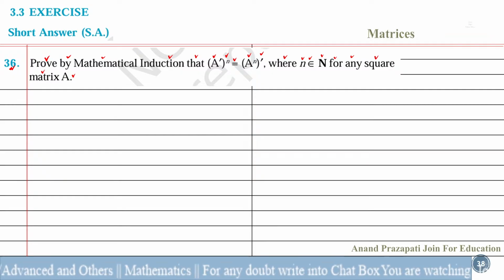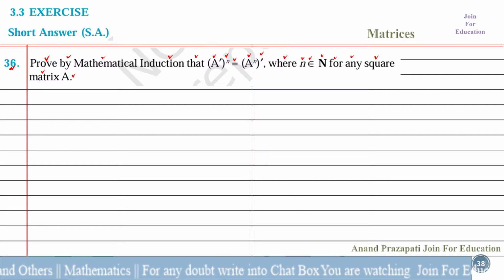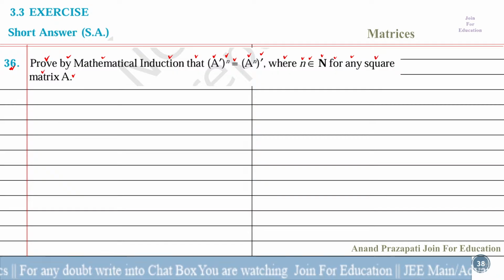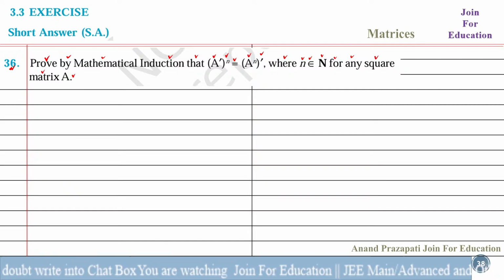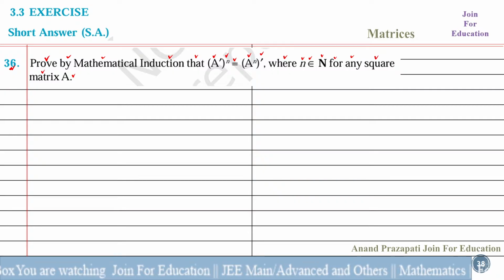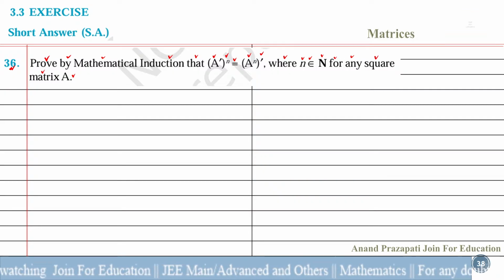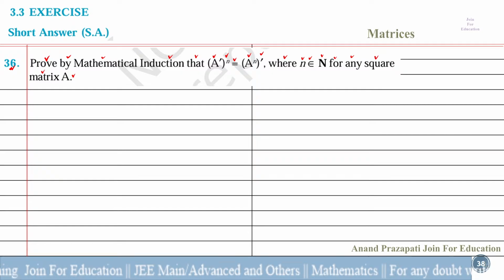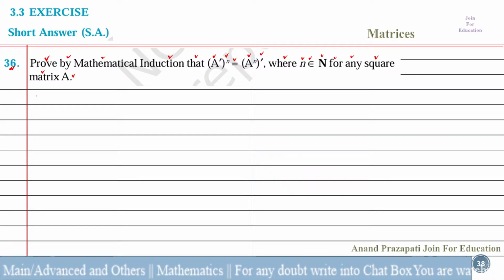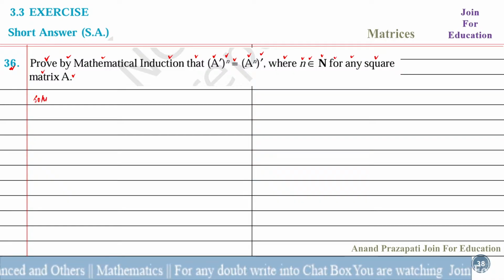In mathematical induction, we test for 1, after that we try for k, and we try for k plus 1. So P(k+1) is true when P(k) is true. Let's see the solution of this one; the solution will make it clearer.